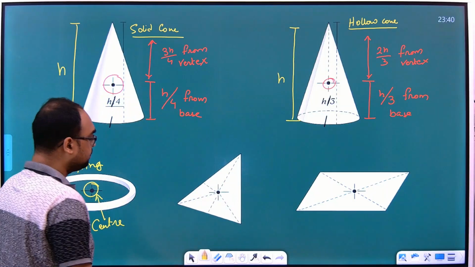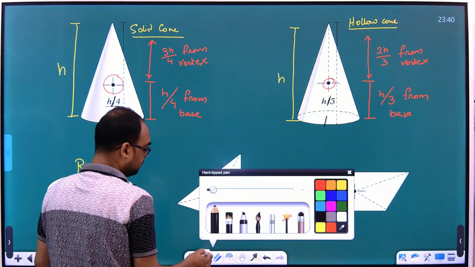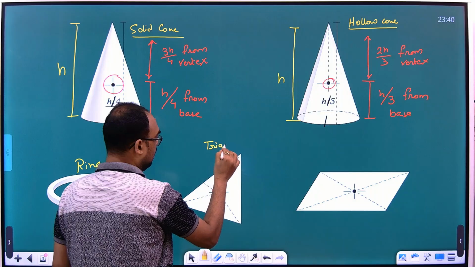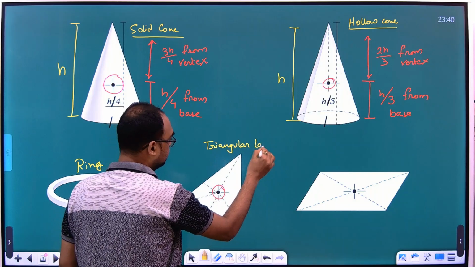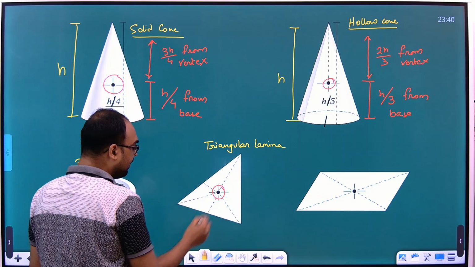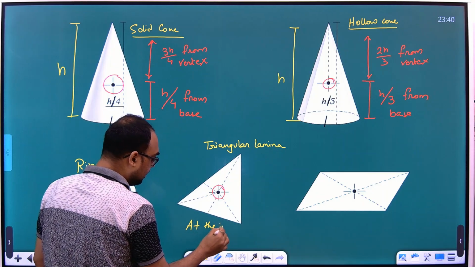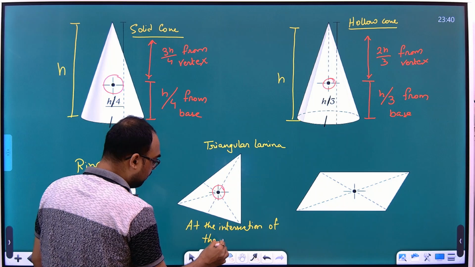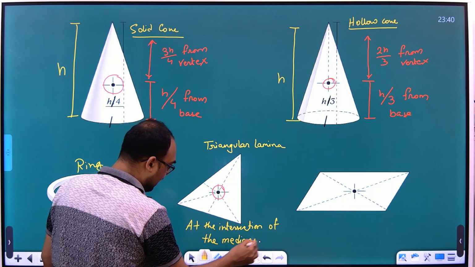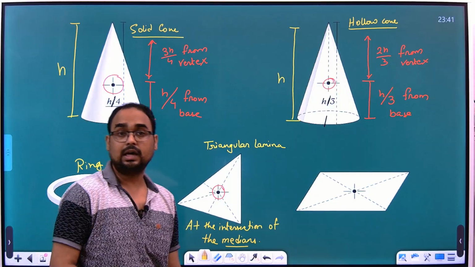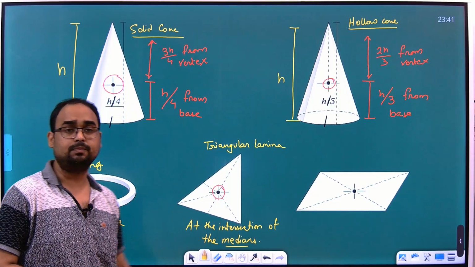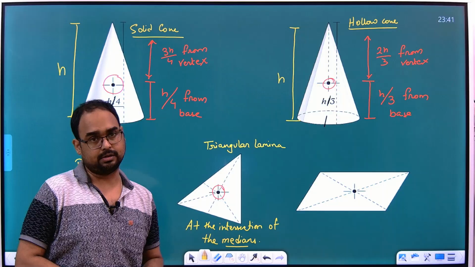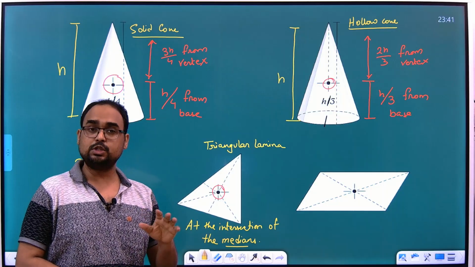For a triangle, or triangular lamina, you may say, the center of gravity will be at the intersection of the medians. I hope you guys know what a median is. I'll just give a short brief description. A median is a line that joins one vertex to the opposite side's midpoint.